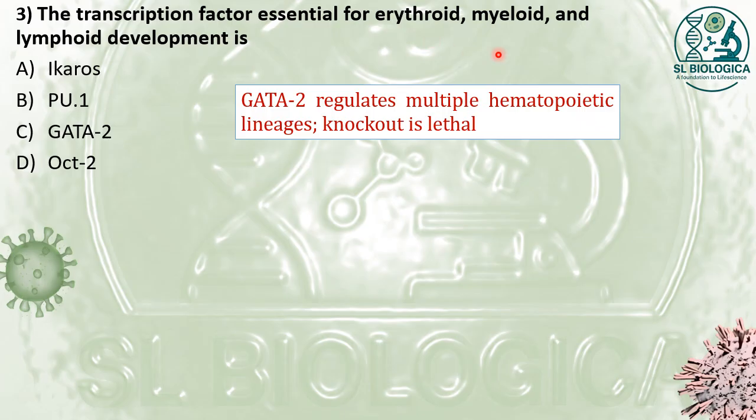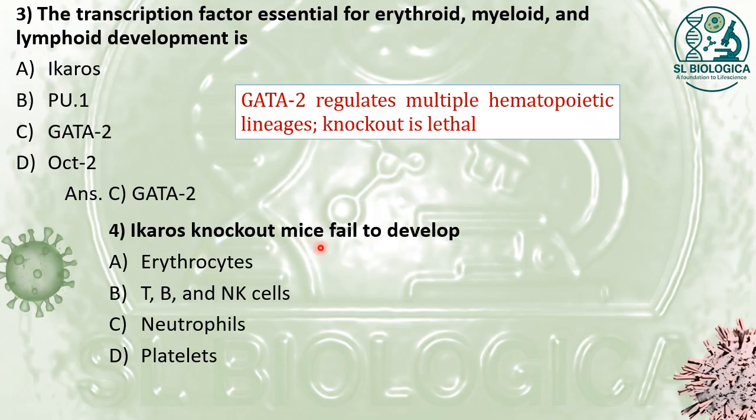So we have all the types of lineages here. GATA2 is the one which is regulating the multiple hematopoietic lineages. Once a knockout happens in the GATA2 transcription factor gene, then it will be lethal to the individual. So the answer here is option C, that is GATA2. Okay, clear? So let's move to the next question.